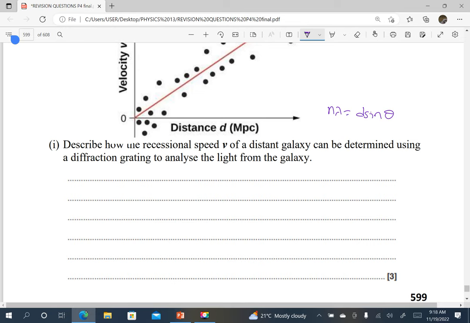So light is passed through a diffraction grating. So how are we going to use a diffraction grating to analyze the light from the galaxy? One, light from a distant galaxy is directed through a diffraction grating.